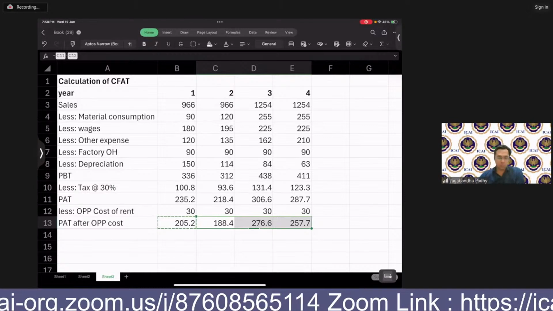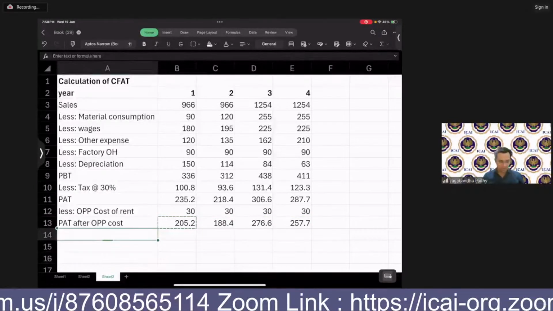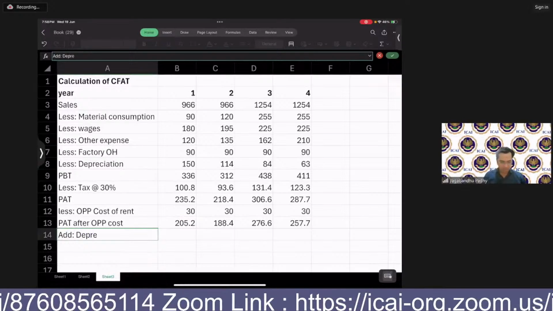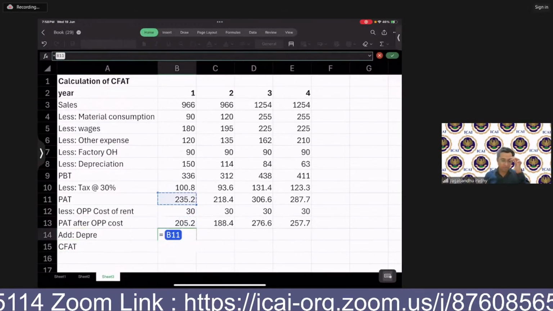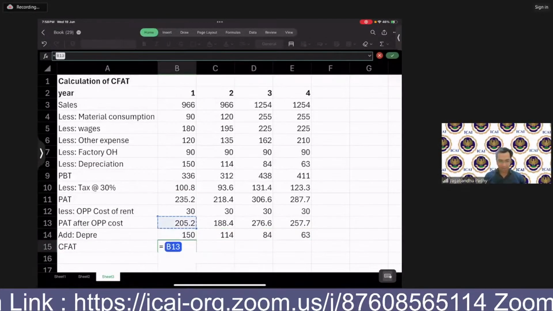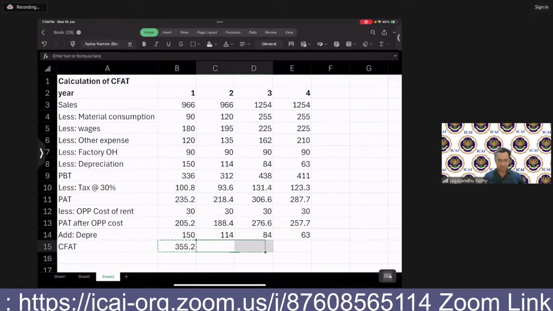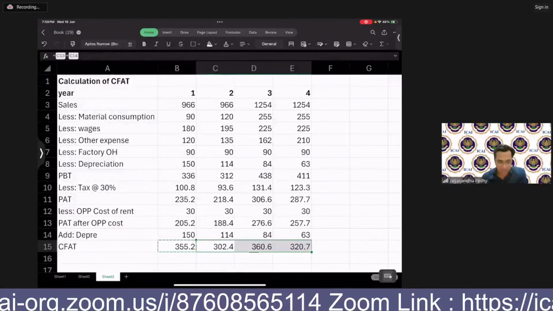Now we arrive at the CFAT by simply adding back the depreciation. So we add back the depreciation figure and we arrive at the CFAT, which is the cash flow after tax or operations cash flow after tax.